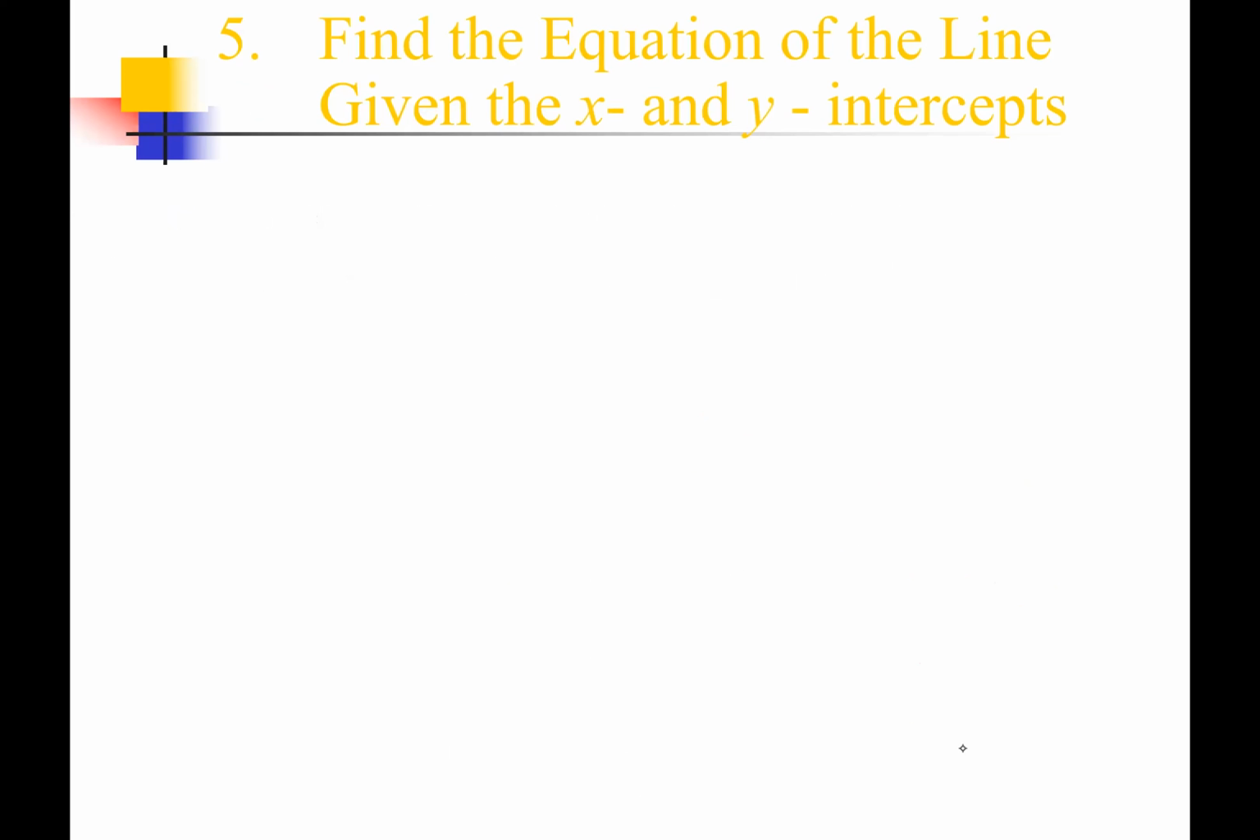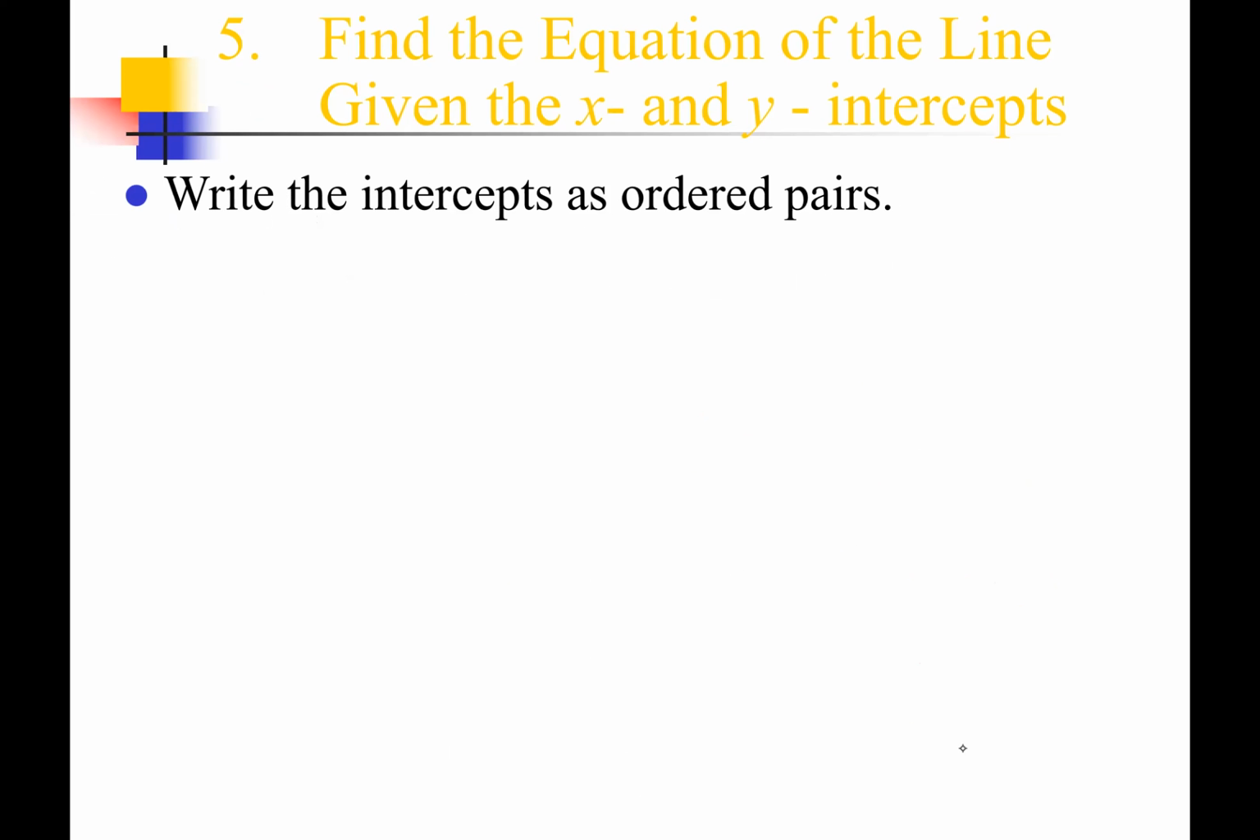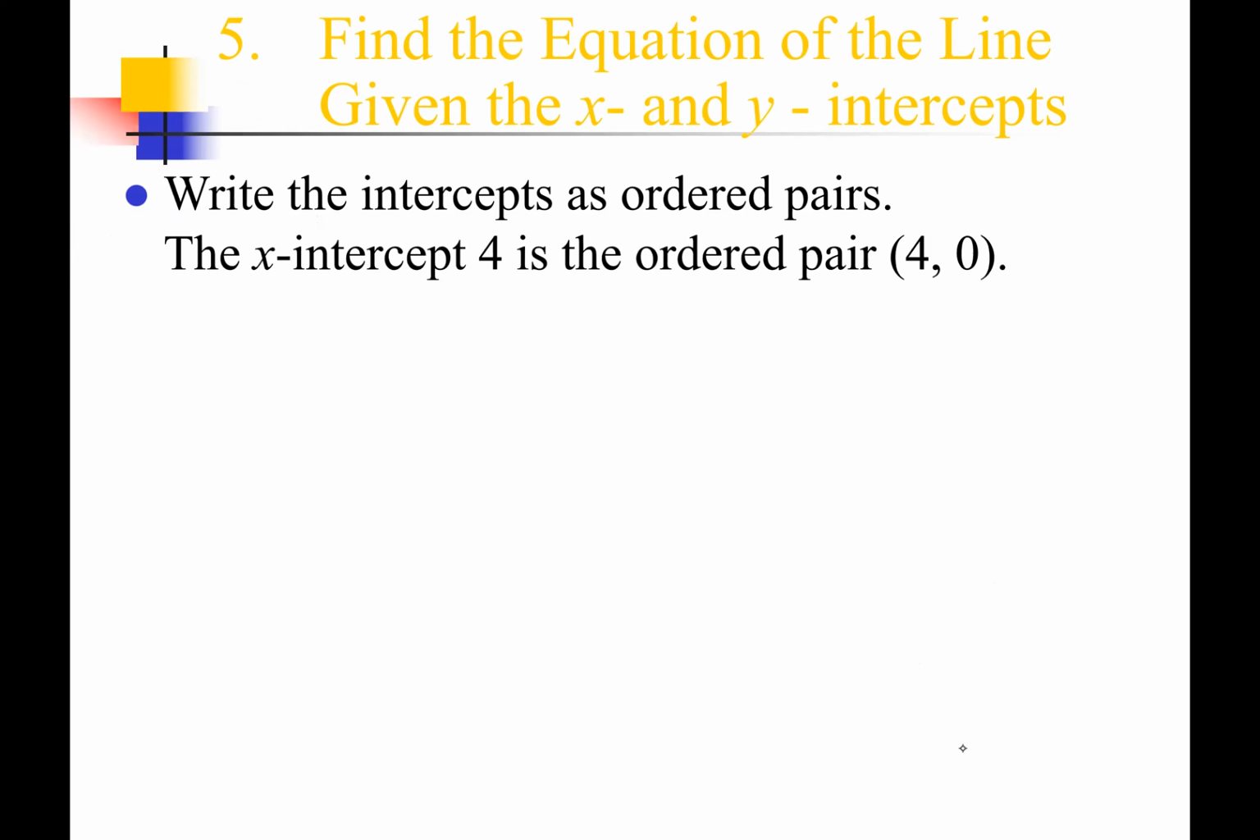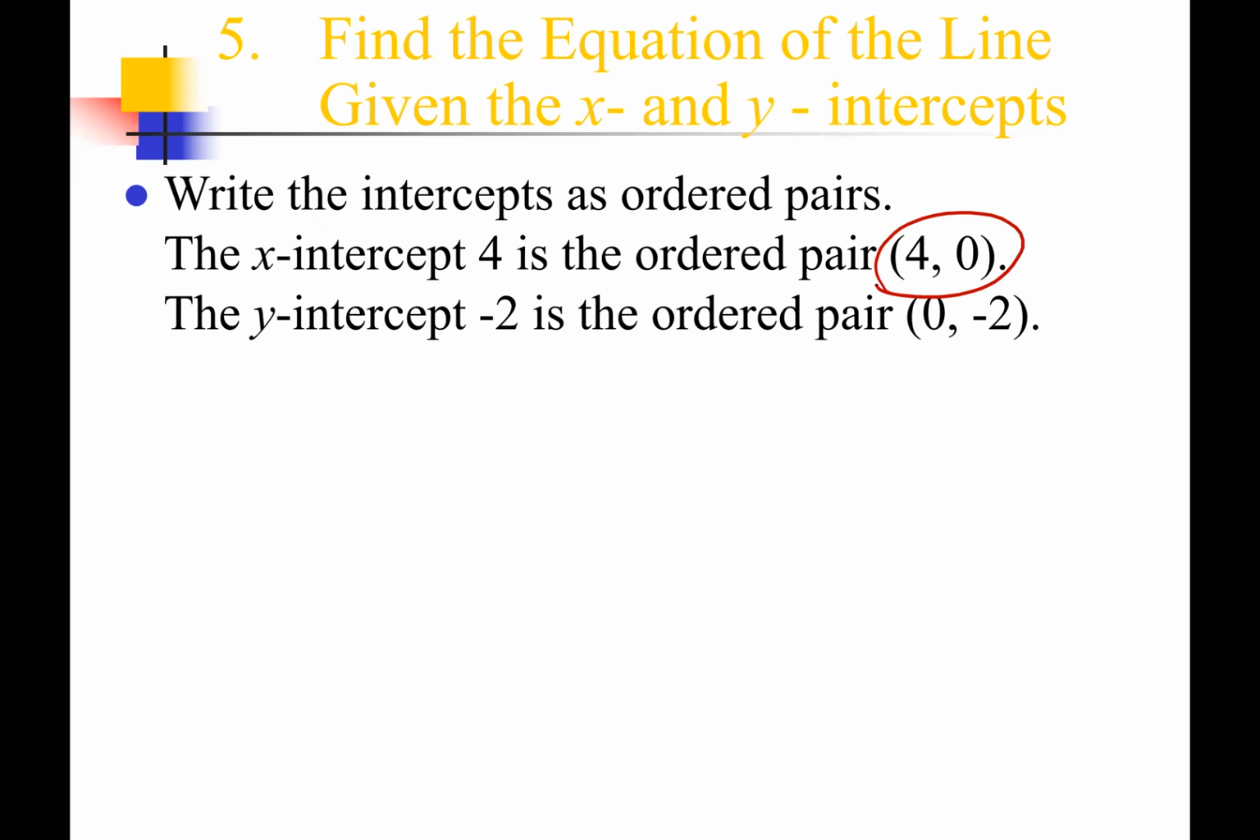All right, so next, find the equation of the line given the x- and y-intercepts. So x-intercept is 4, so ordered pair 4, 0, right? Y-intercept is negative 2, so 0, negative 2. And then here we are given 2 ordered pairs still, right? So we're using the slope formula. So label this x1, y1, this x2, y2. And then throw into the equation. So y2 minus y1 over x2 minus x1.